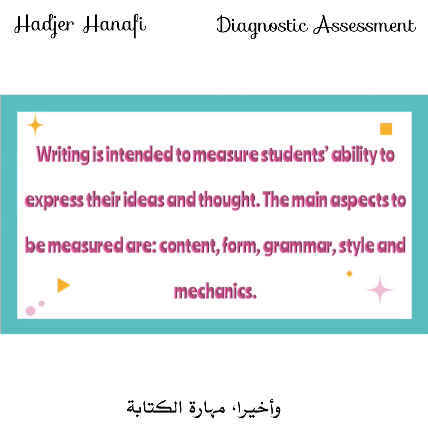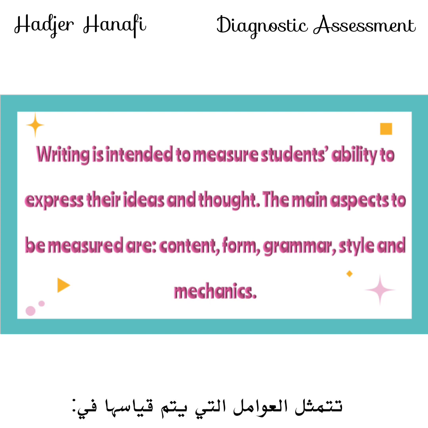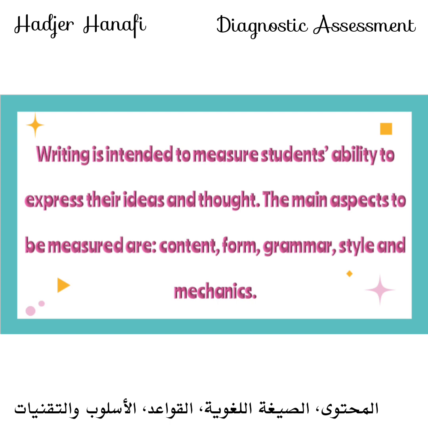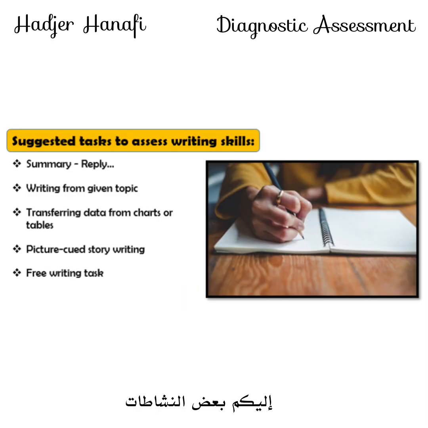And lastly, the writing skill. Writing is intended to measure students' ability to express their ideas and thoughts. The main aspects to be measured are content, form, grammar, style, and mechanics. Here are some examples.